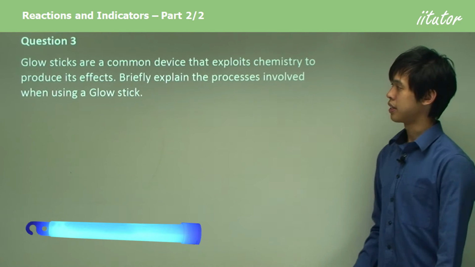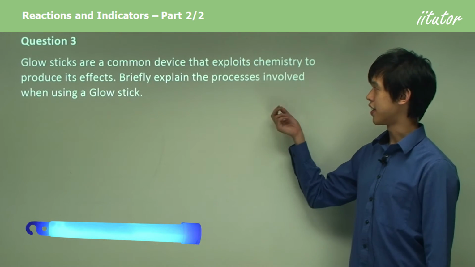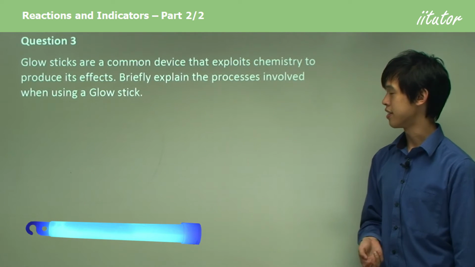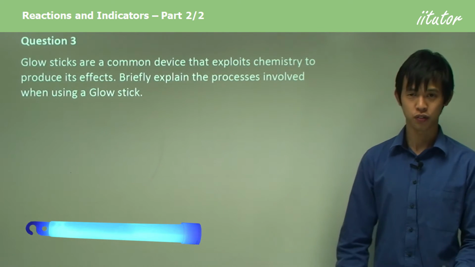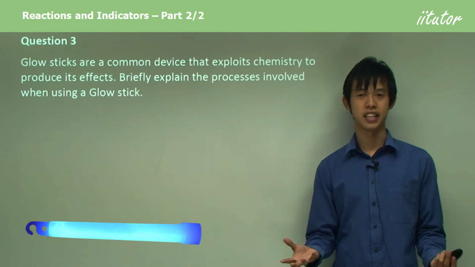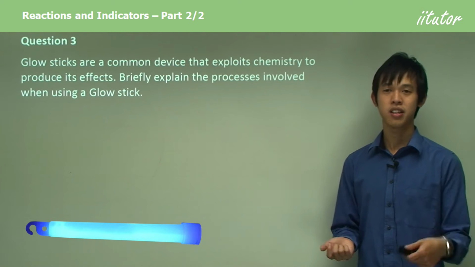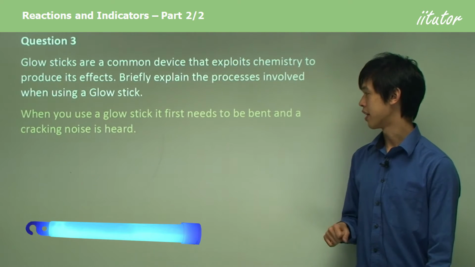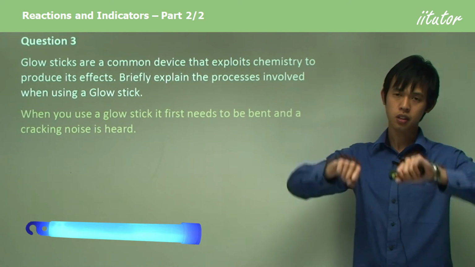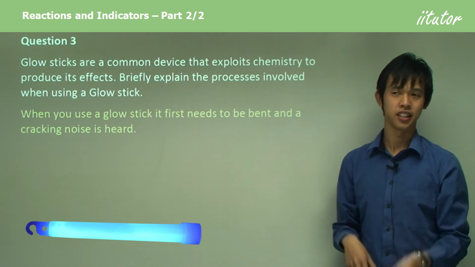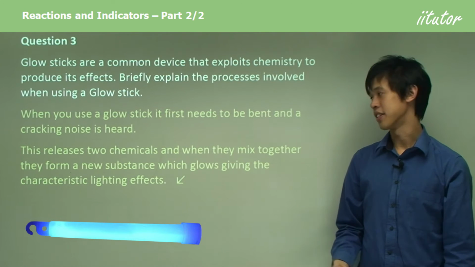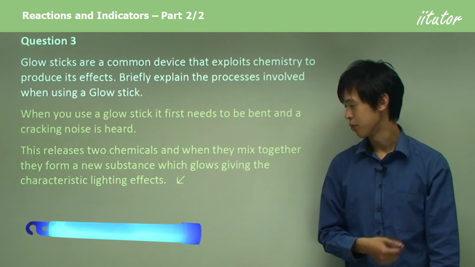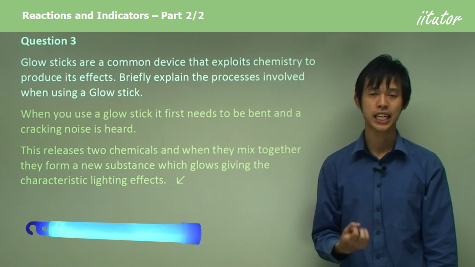So question 3. Glow sticks are a common device that exploits chemistry to produce its effects. Briefly explain the processes involved when using a glow stick. So I'm sure you've all played with glow sticks at some point. I know I definitely have. And they're fun things, but how do they actually work? So when you use a glow stick, it first needs to be bent and a loud cracking noise is heard. So you have to crack the glow stick essentially. Now what that does is it releases two chemicals, and when they mix together, they form a new substance which glows, giving the characteristic lighting effects.